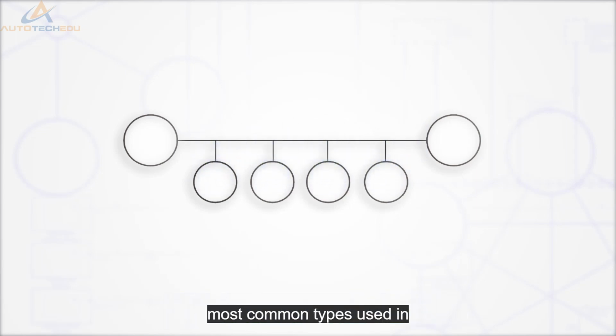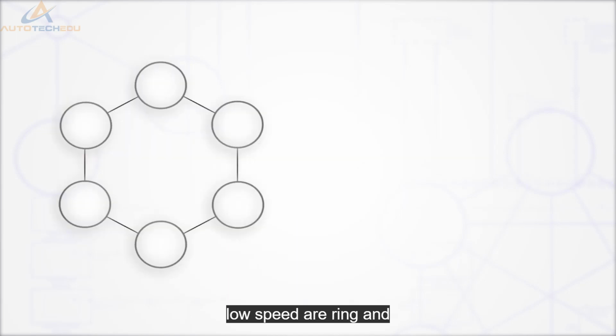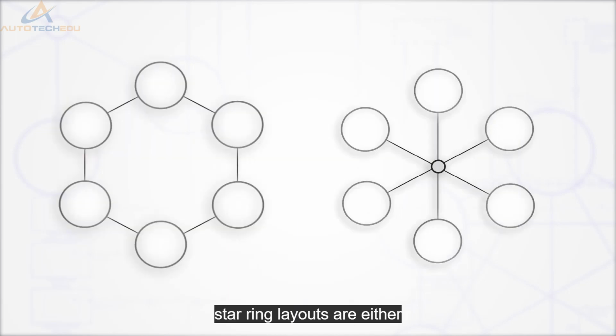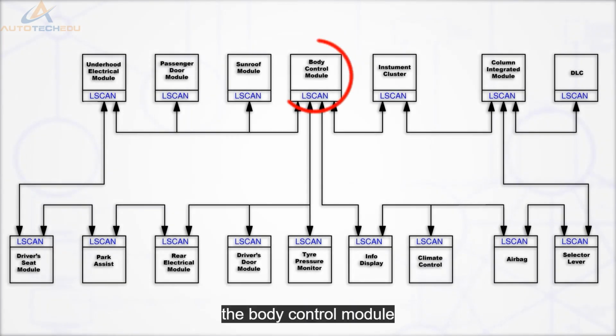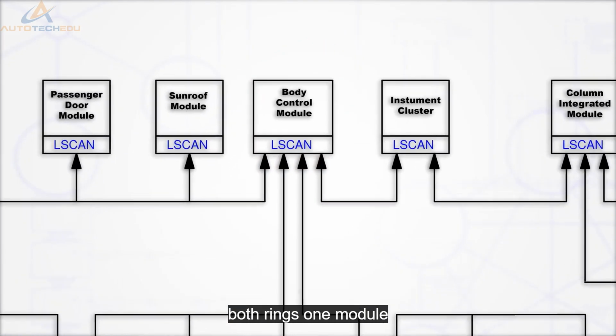The most common types used in low speed are ring and star. Ring layouts are either single or multiple. This is a double ring layout. The body control module is the common point for both rings.